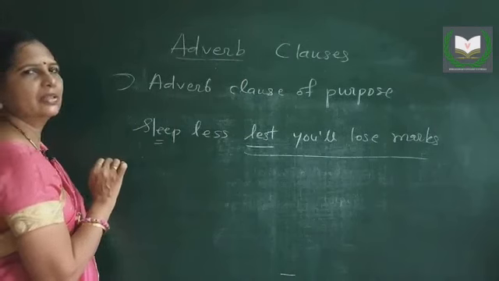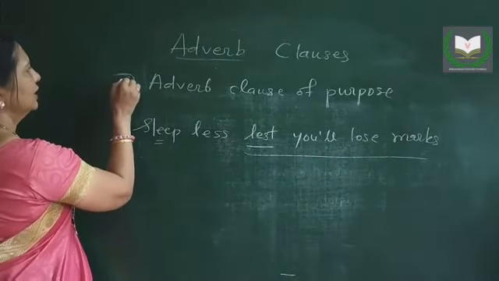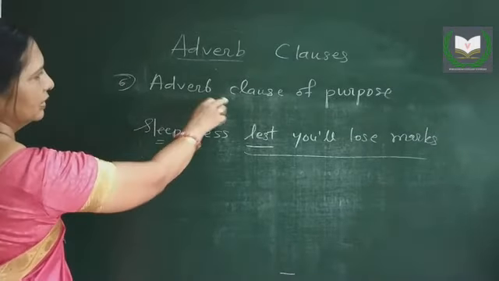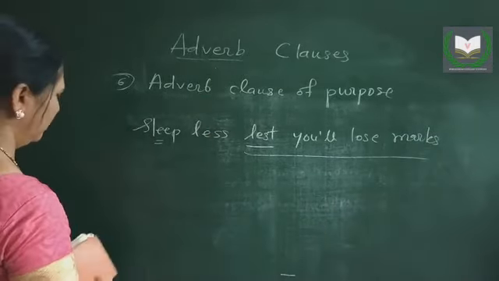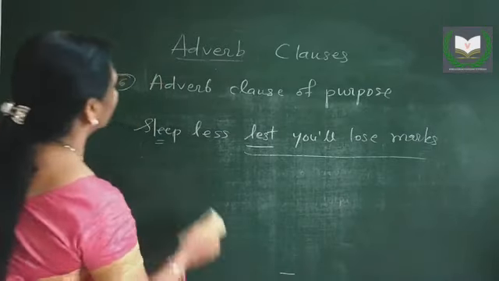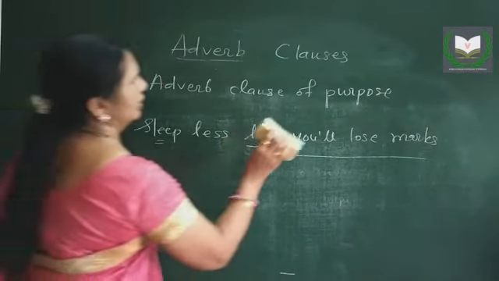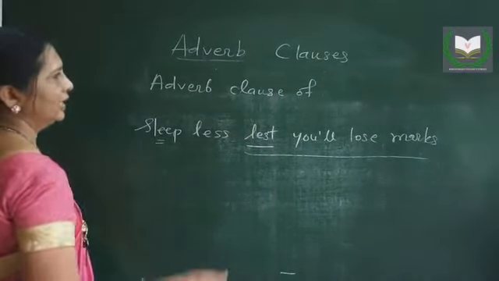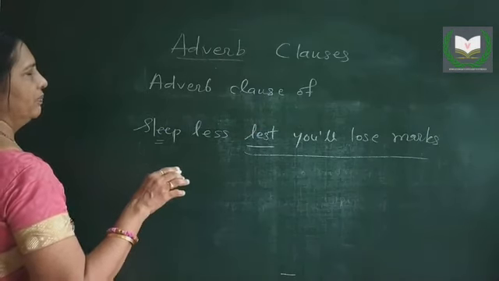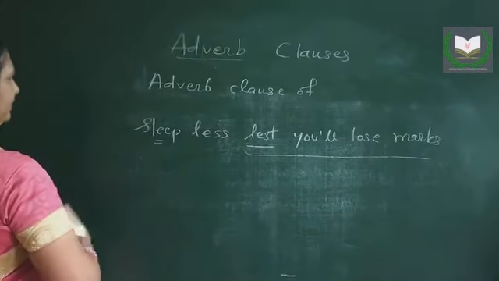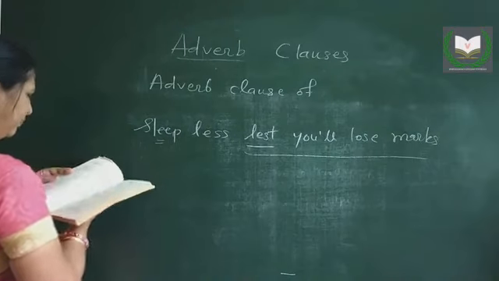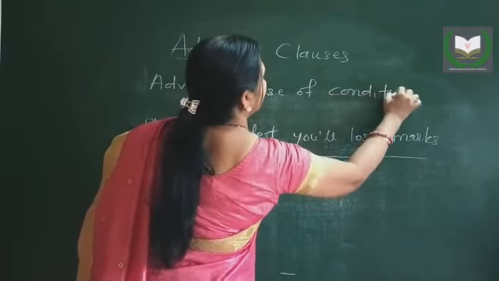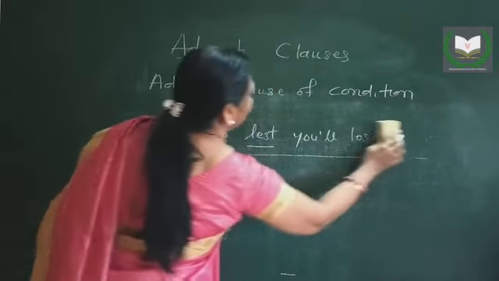Modifying the verb sleep. So this is the sixth or the seventh type of adverb clause. Now only one or two remain. So adverb clause of purpose may be with that, so that, lest. Then we have one important remaining, that is adverb clause of condition.